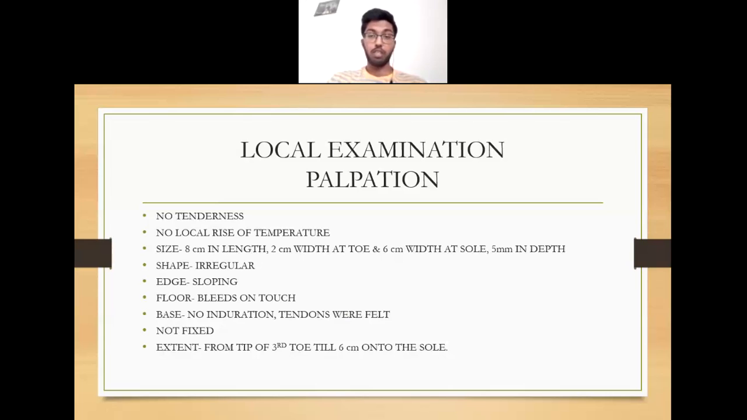How did you check for fixity of the ulcer? Sir, using the thumb and index finger at the edges of the ulcer on the sole, I tried to move it. It was mobile. It was not very hard and fixed to the base. So the base is told as no induration. How did you comment that there is no induration of the base? Sir, it wasn't hard to touch. So I took it as no induration. That is not really what you are looking for.